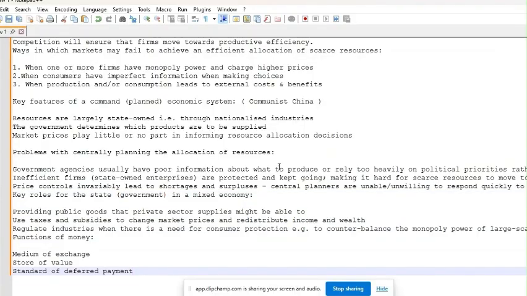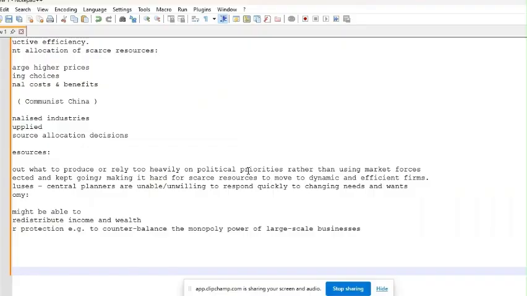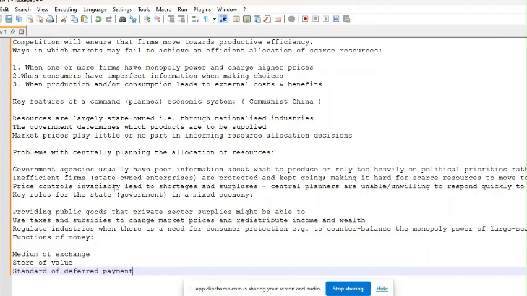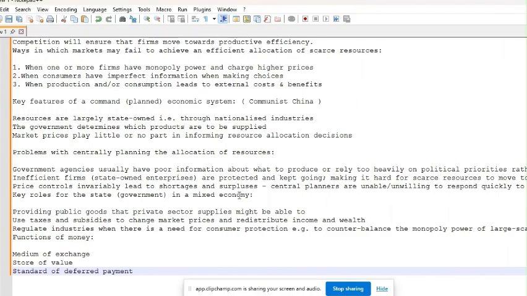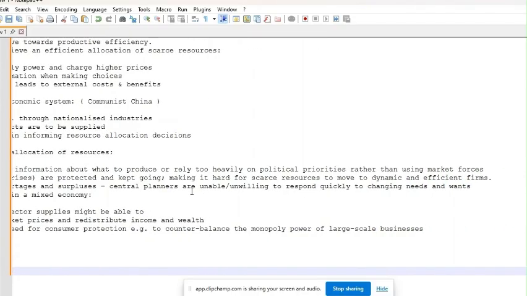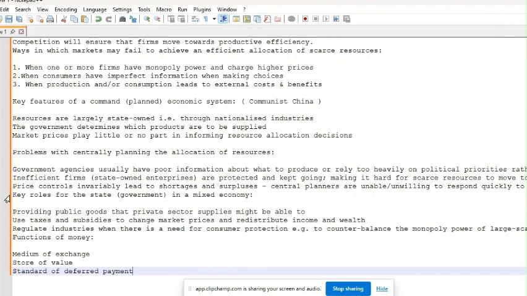Problems with centrally planning the allocation of resources. Government agencies usually have poor information about what to produce or rely too heavily on political priorities rather than using market forces. Inefficient state-owned enterprises are protected and kept going, making it hard for scarce resources to move to dynamic and efficient forms. Price controls invariably lead to shortages and surplus. Central planners are unable, or unwilling, to respond quickly to the changing needs and wants of the citizens.